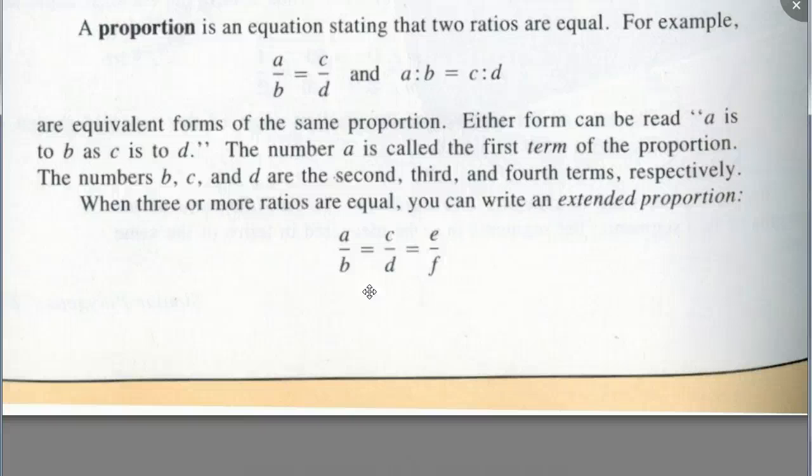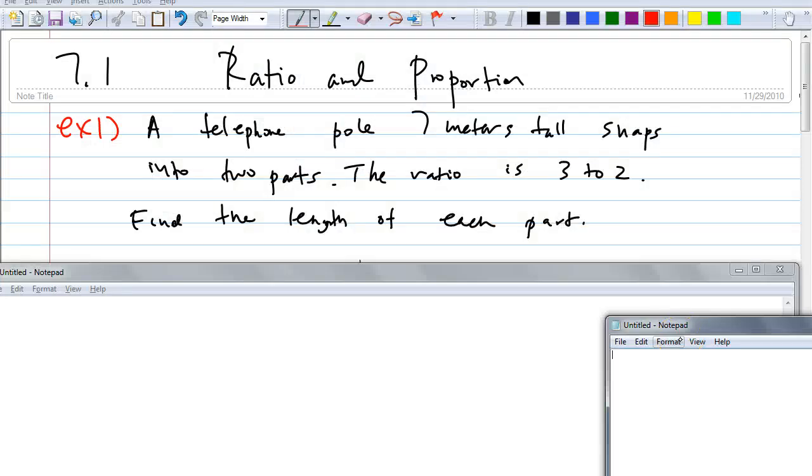Okay. Here we go. Here's our first example. It says a telephone pole 7 meters tall snaps into two parts. The ratio is 3 to 2. Find the length of each part. Go ahead, everybody try. I'll wait. Can you just do this in your head? I don't want you to. I want you to write it out, declare your variable, come up with an equation, solve, and write down the answer.